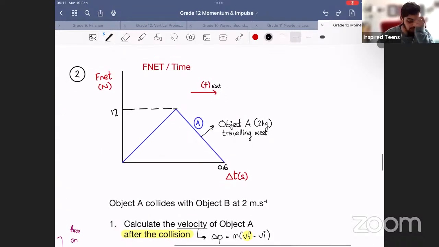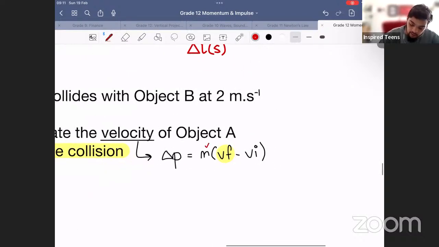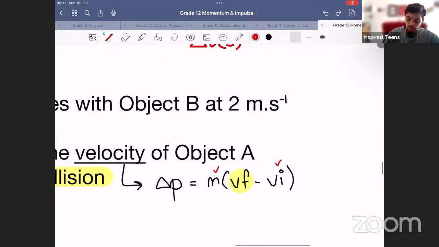Before we continue, the first thing to note is that we must calculate the velocity of object A after the collision. This is the formula with velocity, and since they want the velocity after the collision, we are calculating V final. Mass we were told is a 2 kg object. Initial velocity we know is 2 meters per second, and it's actually traveling west. So we have two knowns and one unknown so far.